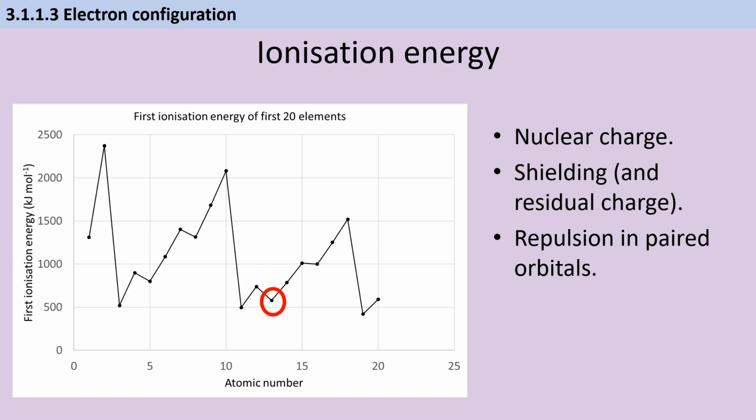The third thing we see is a drop for oxygen in period 2 and sulfur in period 3, because the electrons are now being paired in an orbital, and the paired electrons are repelling each other more strongly than unpaired electrons would do, and therefore that is decreasing the amount of energy needed to remove that electron.